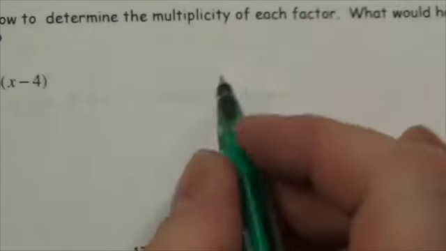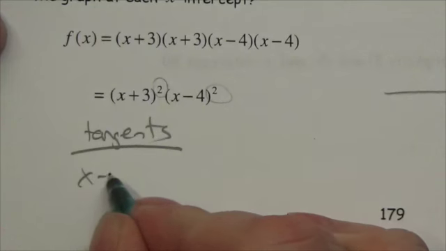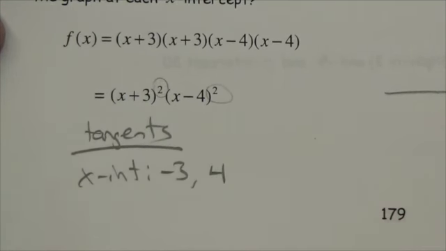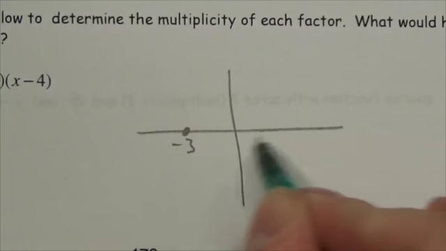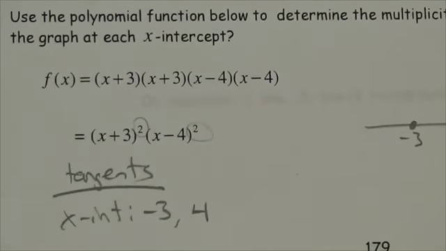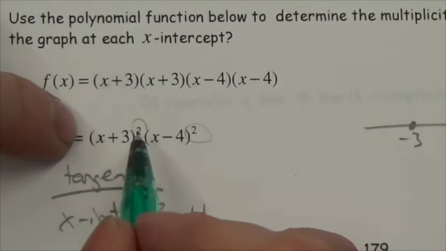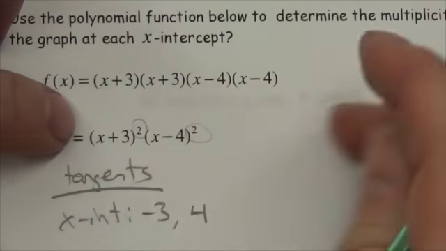Now, let's think about what this graph might look like. We'll just have a guess here. My x-intercepts here are going to be negative 3 and positive 4. So on the graph, I know that this graph is going to hit at negative 3. It's going to hit over here at positive 4. Now, I can make some other claims about this thing. Notice x plus 3 has a multiplicity of 2, x minus 4 has a multiplicity of 2. That means together, let's just look at it like this.